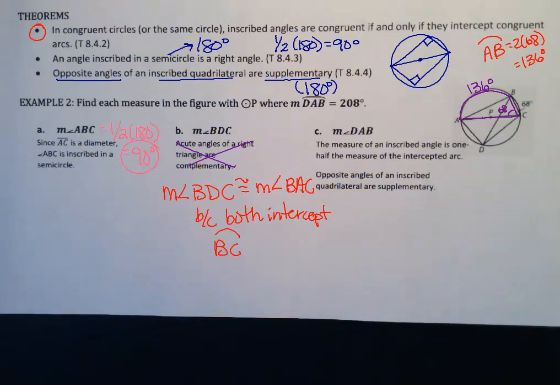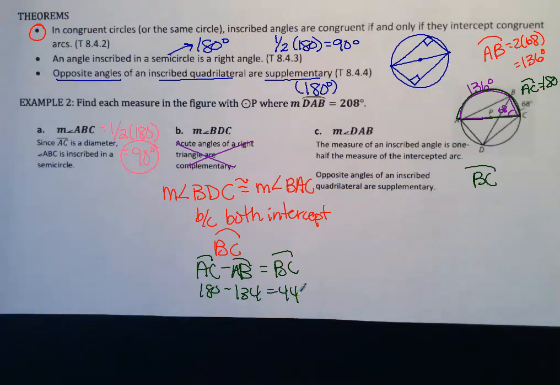Then we know that AC is a diameter. So the arc AC has to equal how many degrees? 180. So what is arc BC? It'd be 180 minus 136, because we could take arc AC minus arc AB, and that's going to equal arc BC. So 180 minus 136 equals 44 for arc BC.